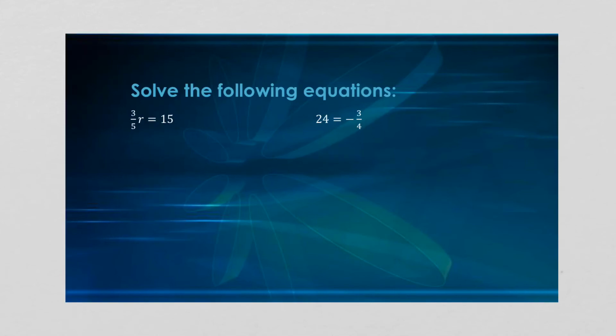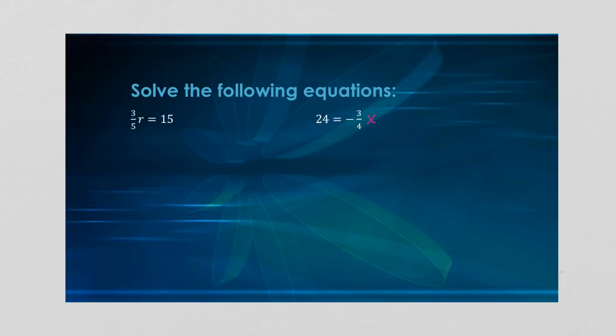Okay, now these problems are just a little bit different because they do have fractions with them. Oh goodness, the one on the right, I forgot the variable. Here, hang on. So let's put an X right there, okay? Alright, so on the one on the left, 3/5 R is equal to 15.